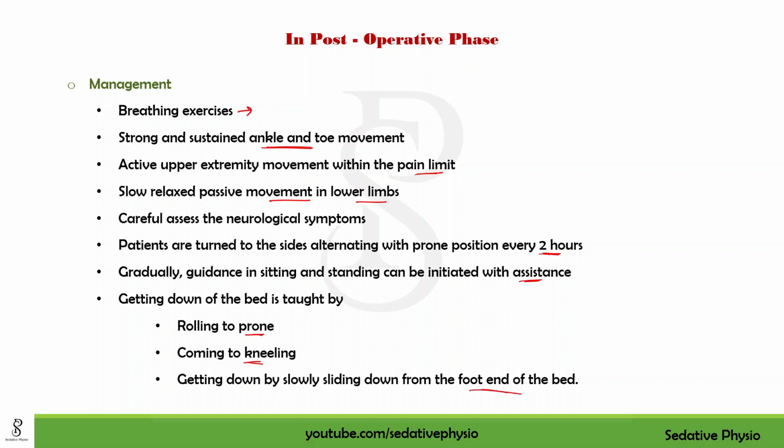That means, first of all, we will train the patient to go into prone by rolling. Then from prone, the patient will come into kneeling position. After kneeling, the patient will slowly slide down from the foot end of the bed and get down off the bed. In such steps, we can train the patient.